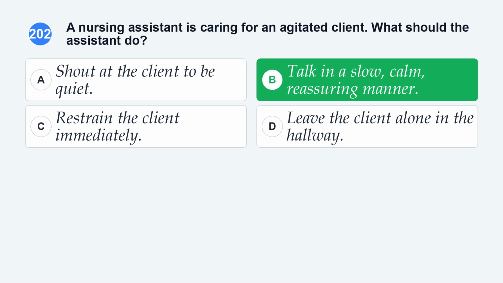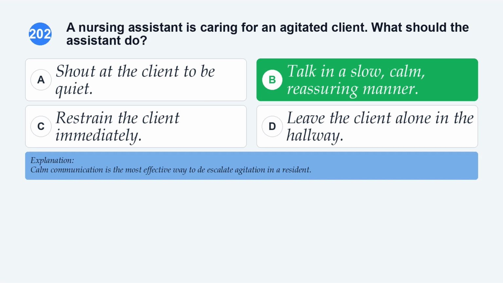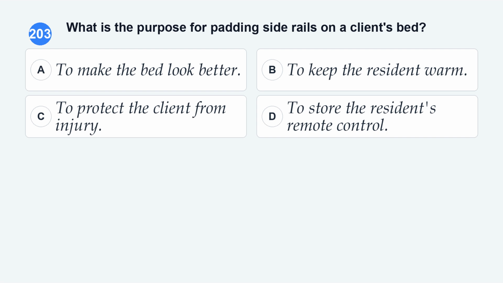The correct answer is option B, talk in a slow, calm, reassuring manner. Explanation. Calm communication is the most effective way to de-escalate agitation in a resident. Question 203. What is the purpose for padding side rails on a client's bed?